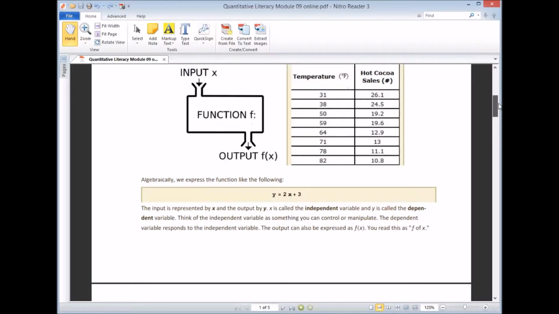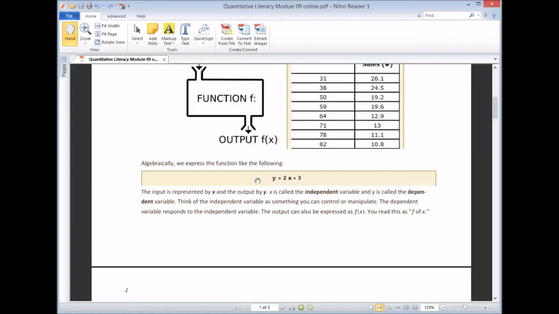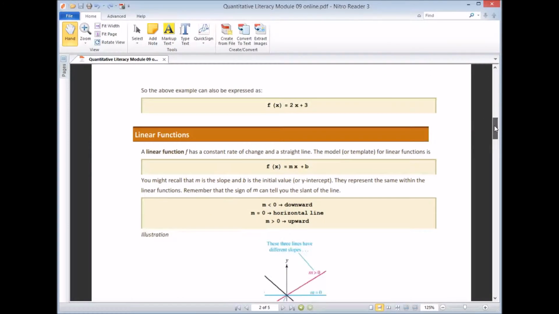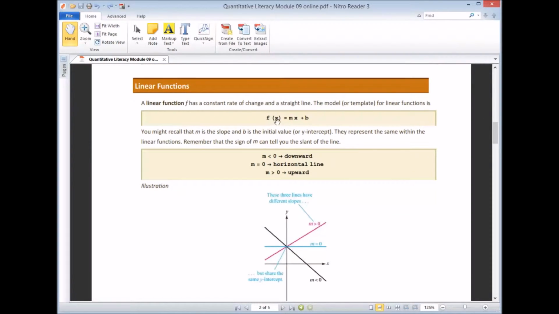Sometimes this is called an equation, and it could be expressed as a function. If you see f parentheses x, you read it as f of x. Basically you replace the y with f of x. So if you see f of x, this is another way of saying function. Actually, this format right here is called a linear function, where m stands for the slope and b stands for the intercept. This form is called a linear function because if you draw this graph, it's a straight line.